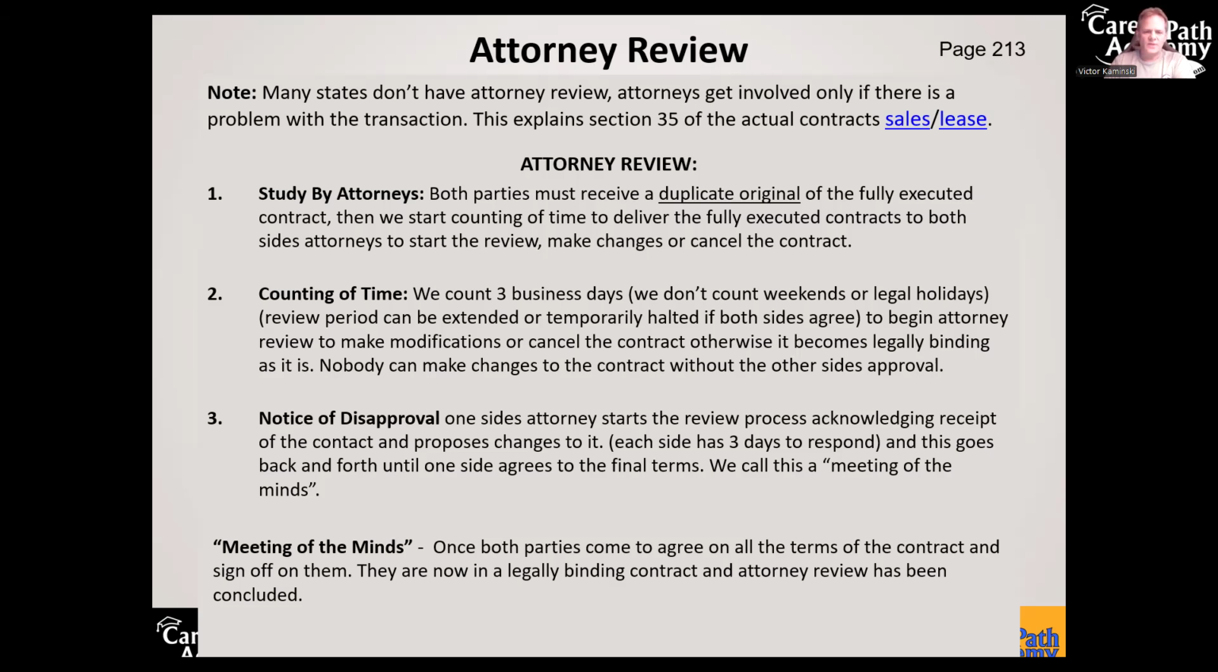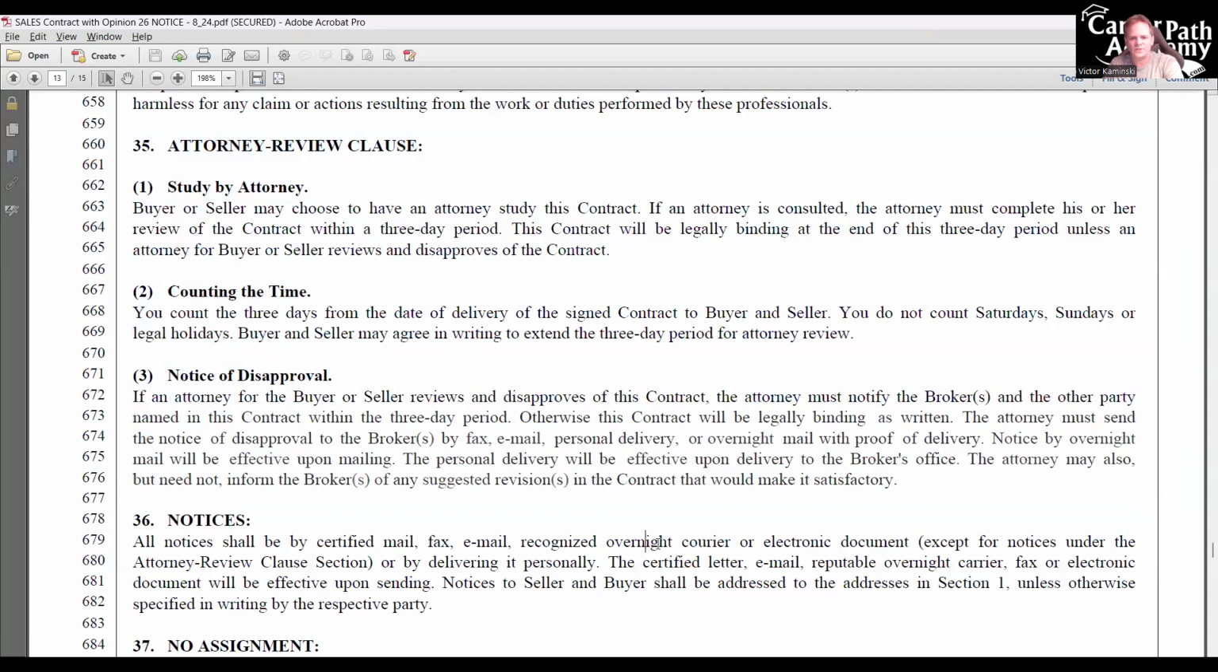I'm going to say this is from an actual sales contract. I'm going to take a screenshot from this contract right here from the attorney review section. I'll use my snippet tool. And we're going to take a screenshot from section 35 here of attorney review.